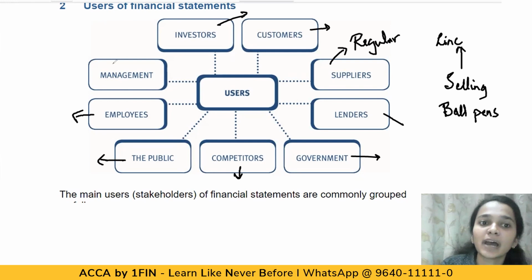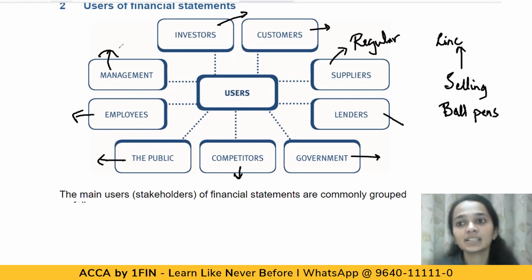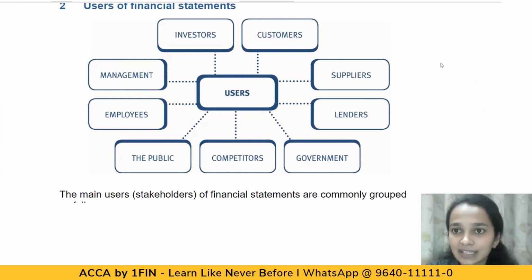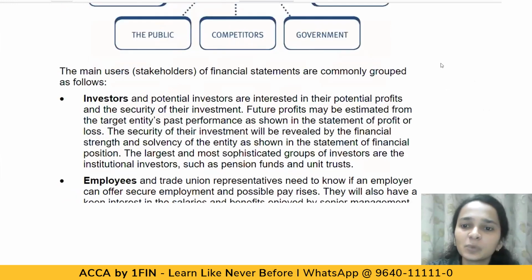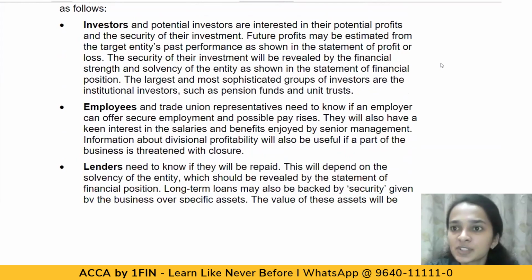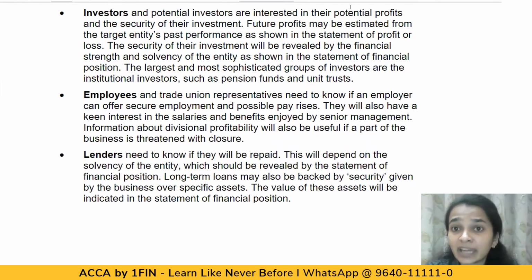And then finally, the management, in order to make business decisions, will look at the financial statements and utilize them. Now let's have a look at all of these things in detail. How do different people use the financial statements, and what is the benefit which they all get by having a look at the financial statement of any organization?